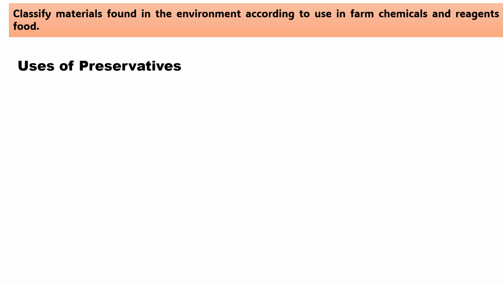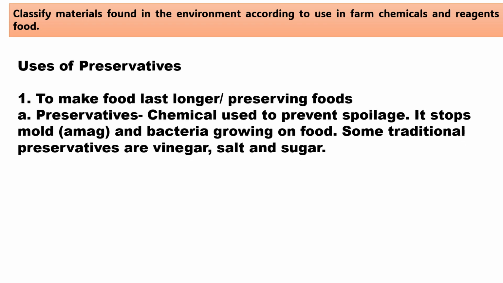Uses of preservatives: to make food last longer, preserving food. Preservatives are chemicals used to prevent spoilage. They stop mold, amag, and bacteria from growing on food. Some traditional preservatives are vinegar, salt, and sugar.